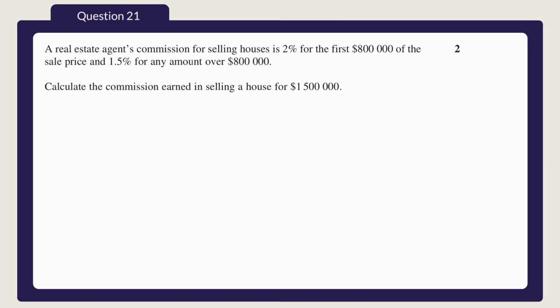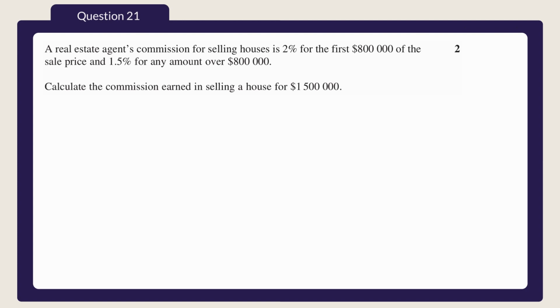So in this question, a real estate agent's commission for selling houses is 2% for the first $800,000 of the sale price and 1.5% for any amount over $800,000. Calculate the commission earned in selling a house for $1,500,000. So what I suggest you do now is pause the video and attempt the problem yourself before watching through the solution.